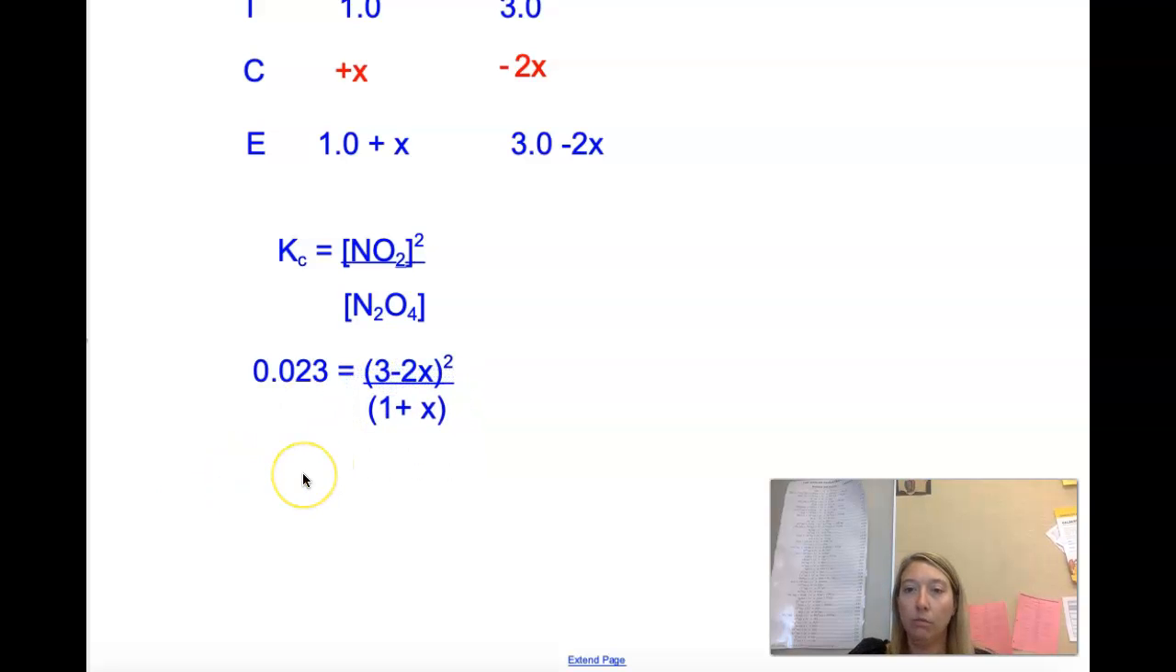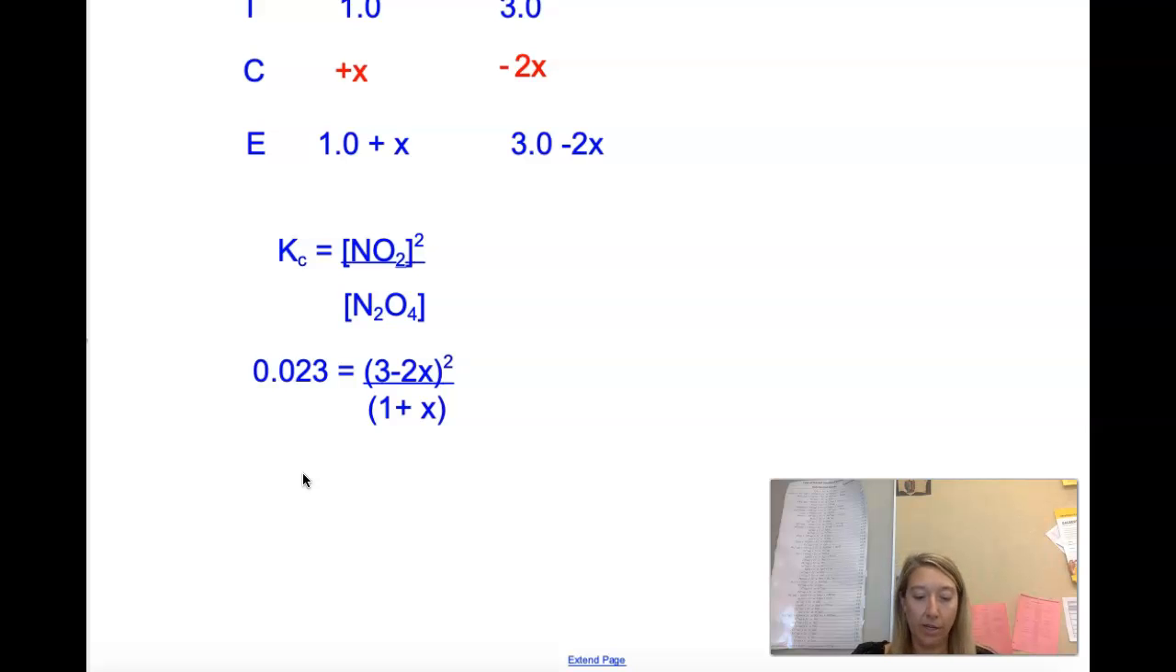Okay, so I would probably suggest graphing this one. It's not a very pretty one to actually go about trying to solve using the quadratic. You definitely can, it's just going to take you much longer. So I'm going to go to the graphing option on my calculator. On y1, I'm going to put (3 minus 2x) squared divided by (1 plus x). And then on y2, I'm going to put 0.023. I'm going to graph it.